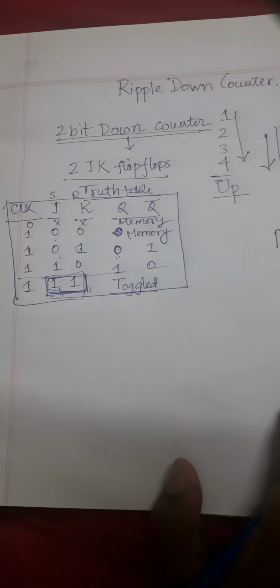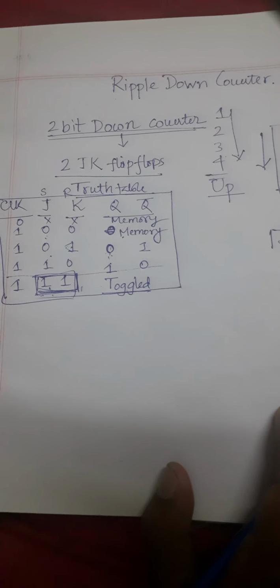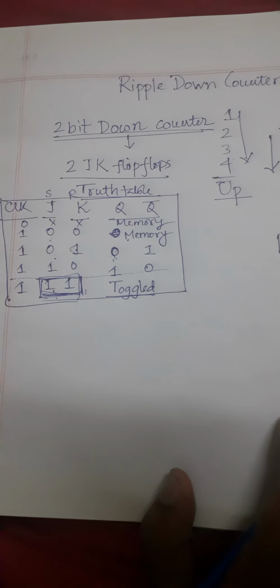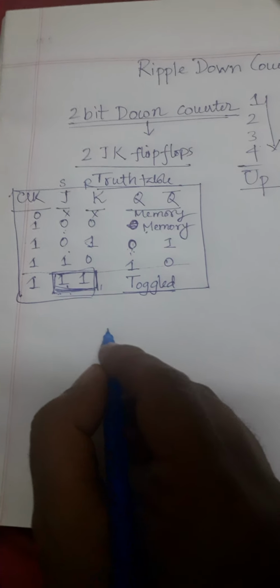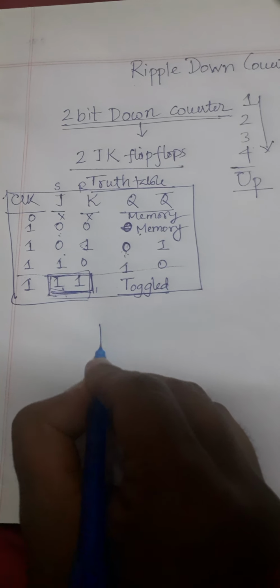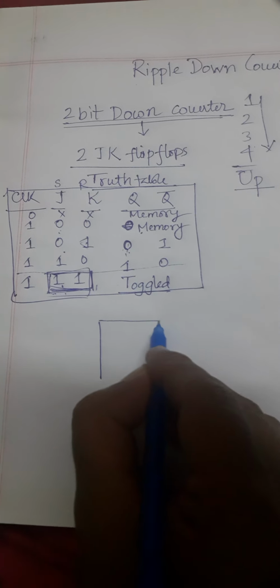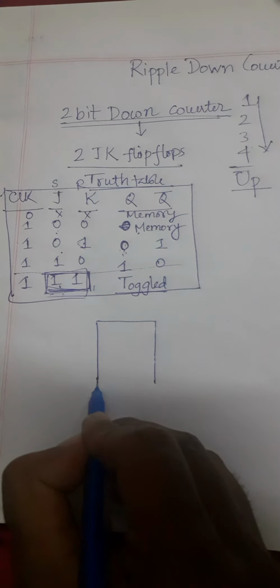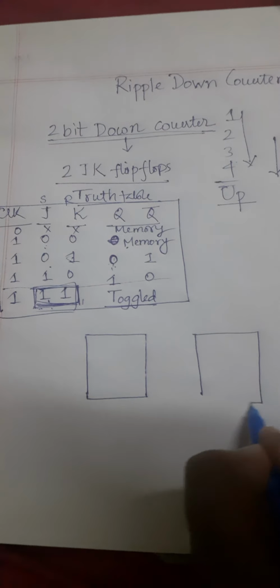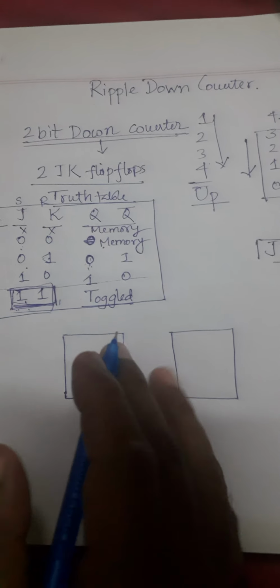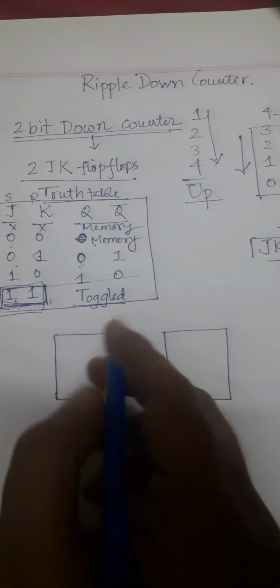fair enough. So now let's get into the construction part. So I hope you remember the construction of a ripple up counter. The construction is almost the same, but I will draw it first, then I will explain its functionality. Okay, so there we will be needing two JK flip-flops.